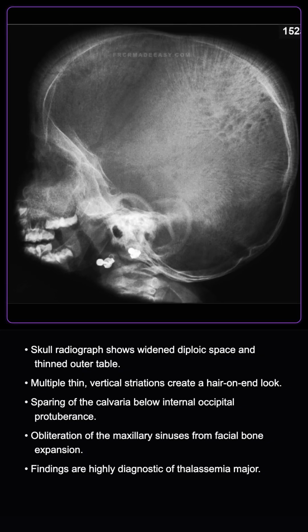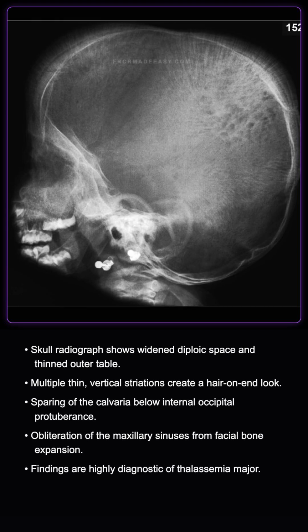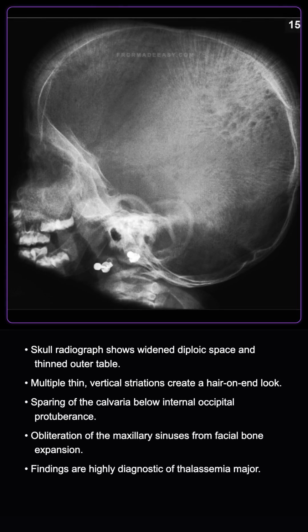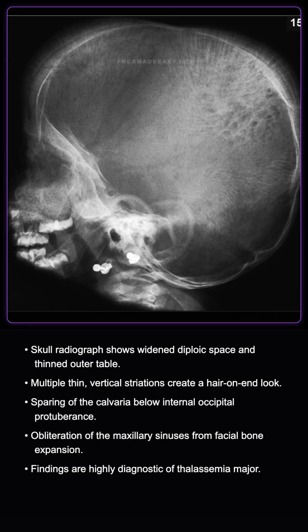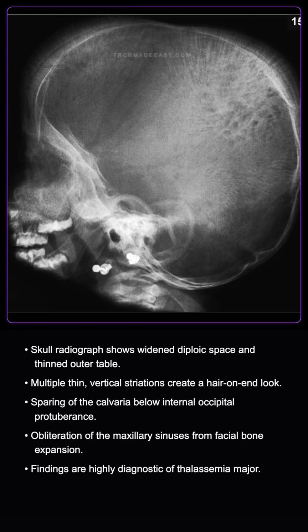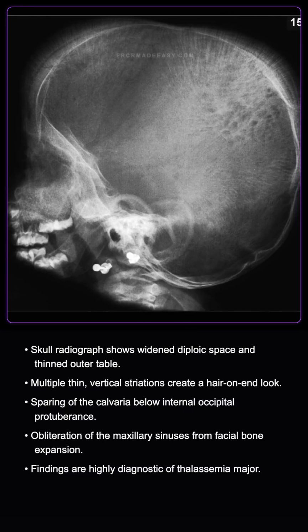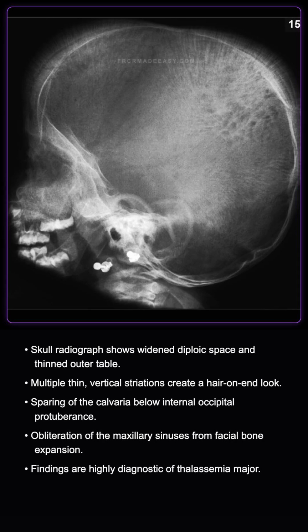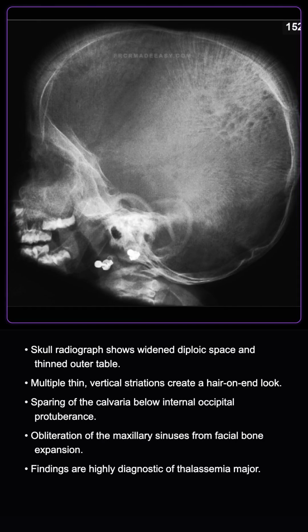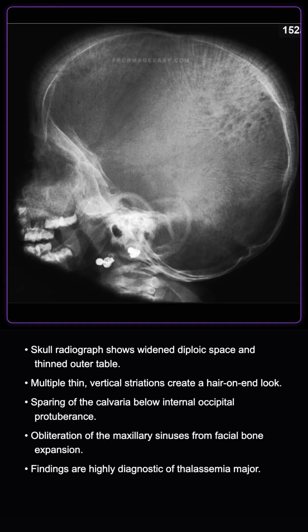Importantly, this striated bone expansion spares the calvaria below the level of the internal occipital protuberance. Additionally, there is complete obliteration of the maxillary sinuses due to expansion of the facial bones. The diffuse distribution and maxillary sinus obliteration are highly characteristic of thalassemia major.